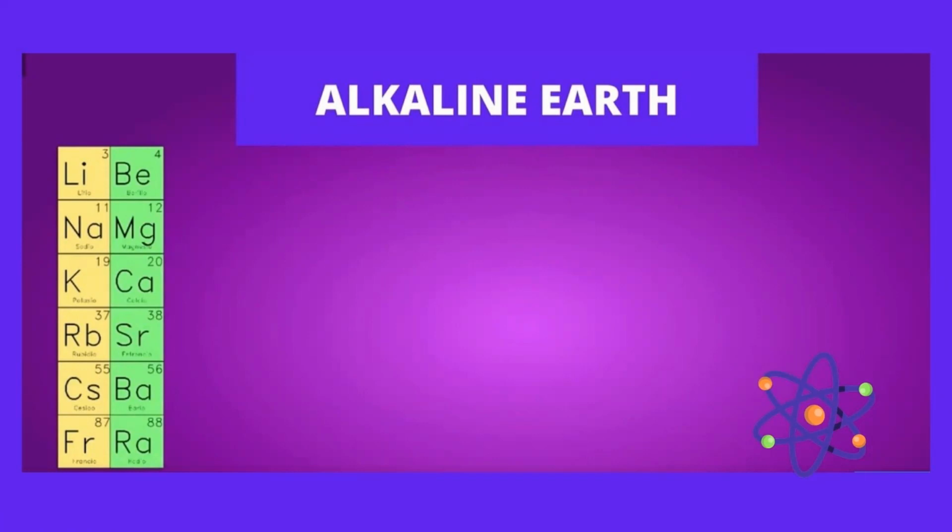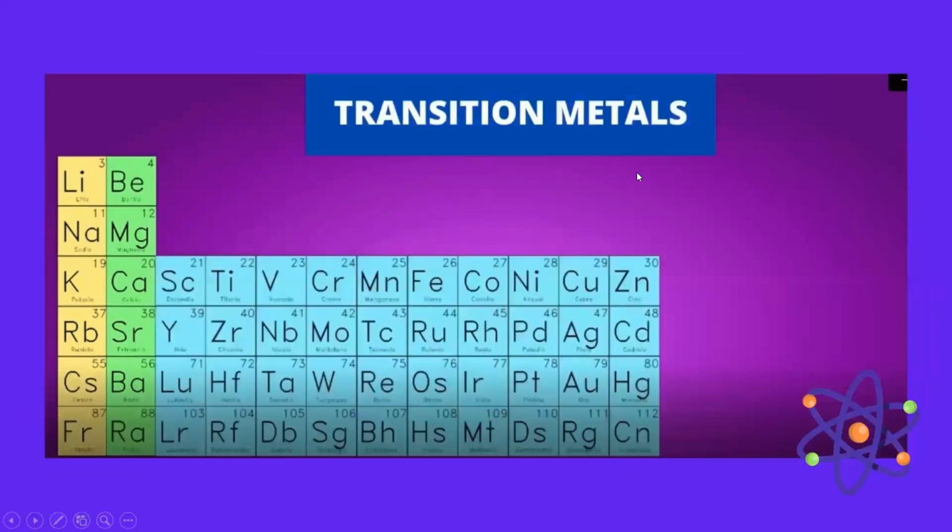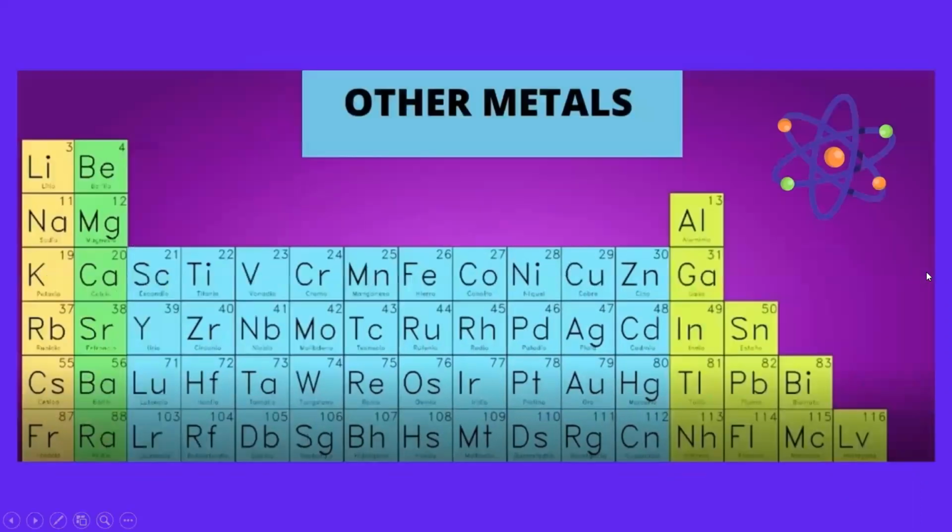The name alkaline earth comes from the name that its oxides received in ancient times. Transition metals. The name transition comes from a characteristic that these elements have of being able to stay stable by themselves without the need for a reaction with another element. Other metals, such as aluminum and gallium.